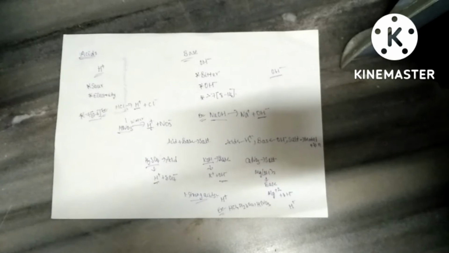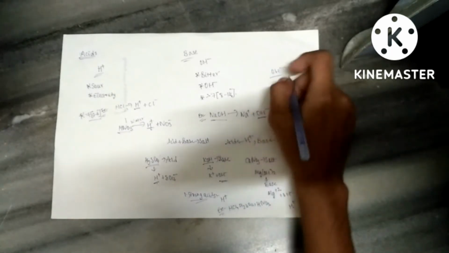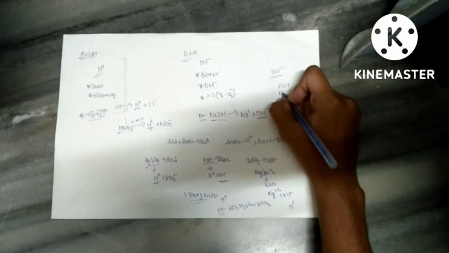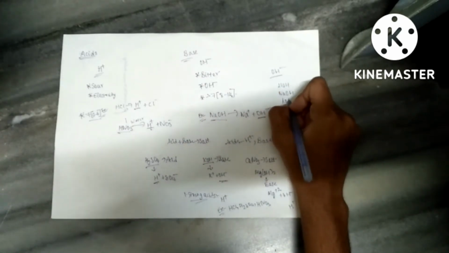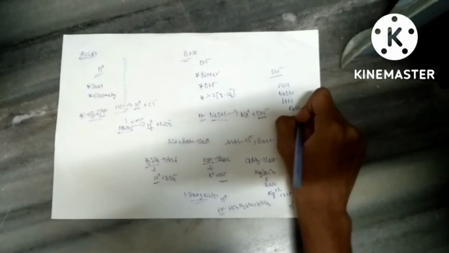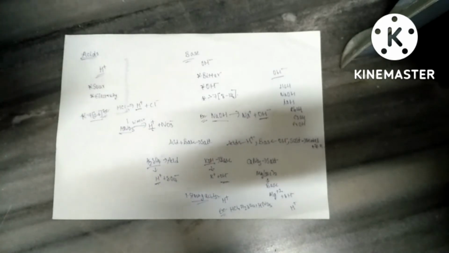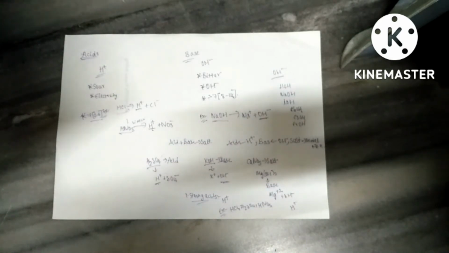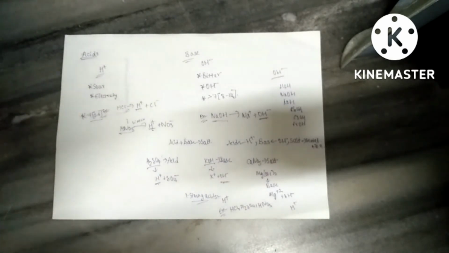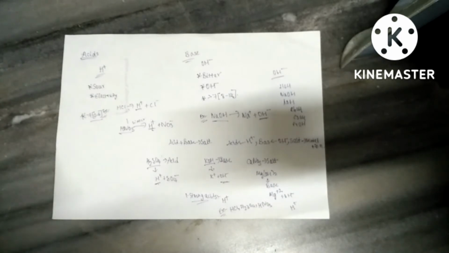Examples for strong bases are hydroxides of first A group elements, that is lithium hydroxide, sodium hydroxide, potassium hydroxide, rubidium hydroxide, cesium hydroxide and francium hydroxide, and hydroxides of second group elements: beryllium hydroxide, magnesium hydroxide, calcium hydroxide, strontium hydroxide, barium hydroxide and radium hydroxide. Here magnesium hydroxide acts as an antacid. Antacid is a substance which is used to cure acidity. It reduces the acidic nature.